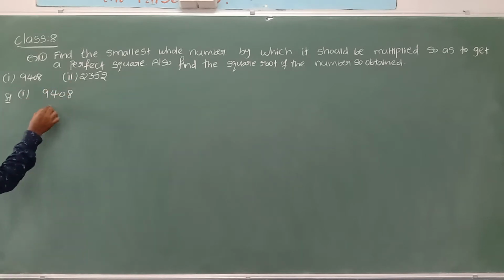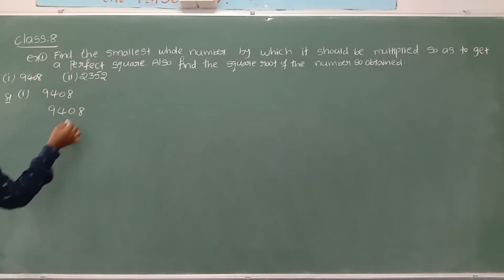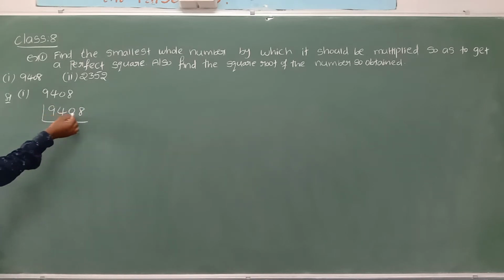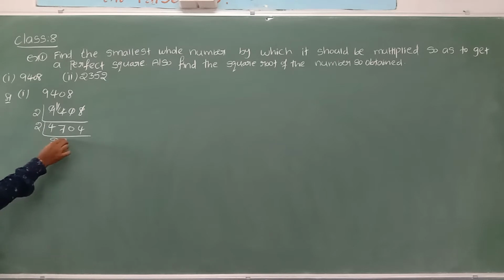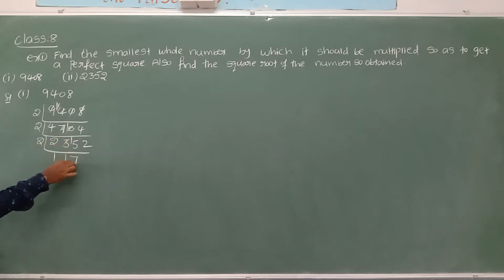Now let me take the given number 9408 and prime factorize. The ones place digit is 8, so which prime number is possible? 2 table is possible. 2 fours are 8, 2 sevens are 14, 2 zeros are 0. 2 fours are 8. Again 2 table is possible here. 2 twos are 4, 2 threes are 6, 2 fives are 10, 2 twos are 4. Again 2 table is possible. 2 ones are 2, 2 ones are 2, 1 5, 2 sevens are 14, 2 sixes are 12. Again 2 fives are 10, 1 left, 2 eights are 16, 1 left, 2 eights are 16. Again the last number is 8, 2 table is possible.